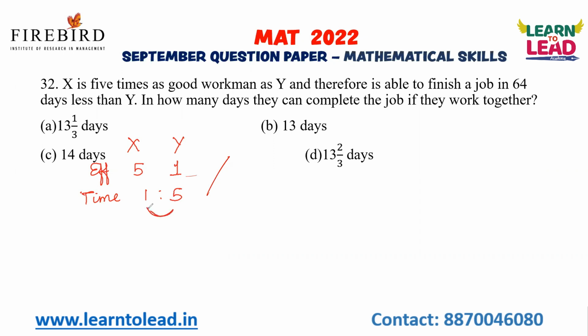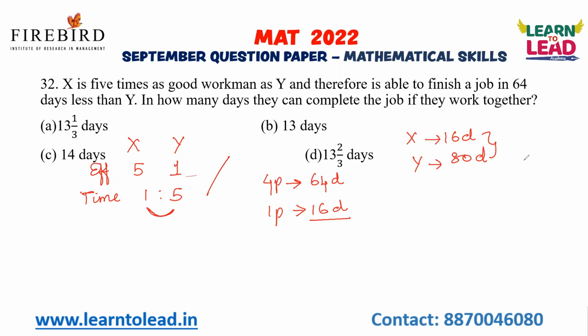So the difference between both the values is what? Both the ratio is what? 4 parts. So 4 parts makes 64 days, and one part will be what? To complete one part, they have to take 16 days. Okay, if one part is 16 days. Now my question is, in how many days they can complete the work if they work together? See, X takes one part, that is 16 days to complete a work, and Y takes how many days? 16 times 5, or 80 days to complete a work.